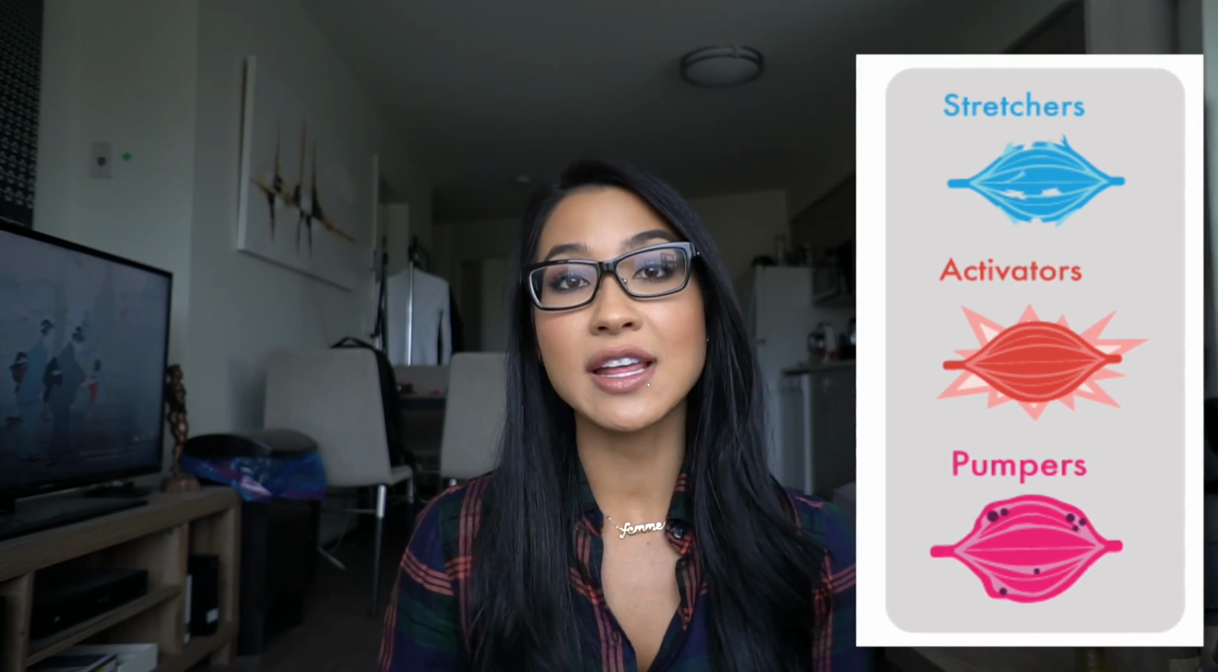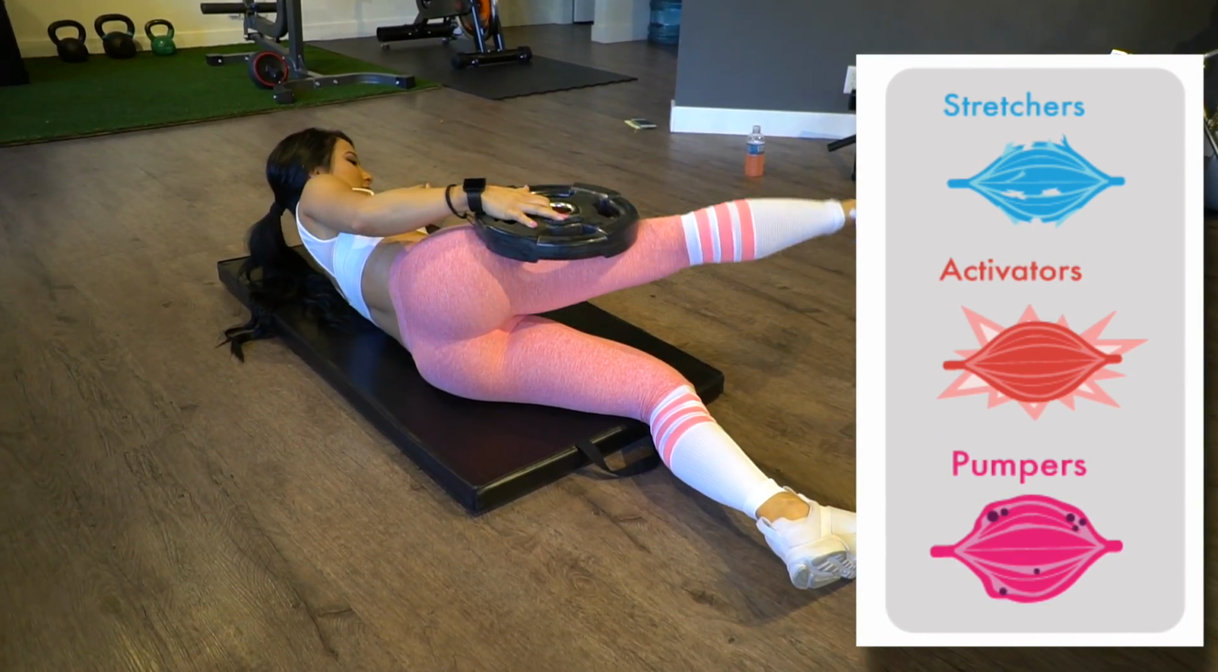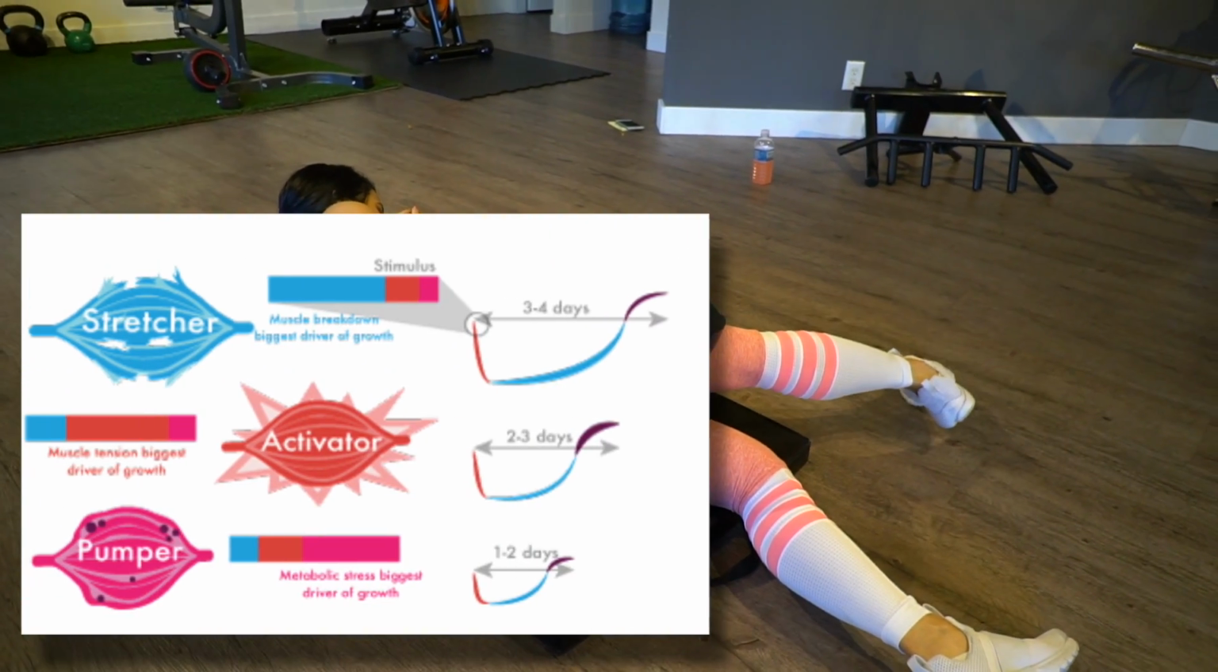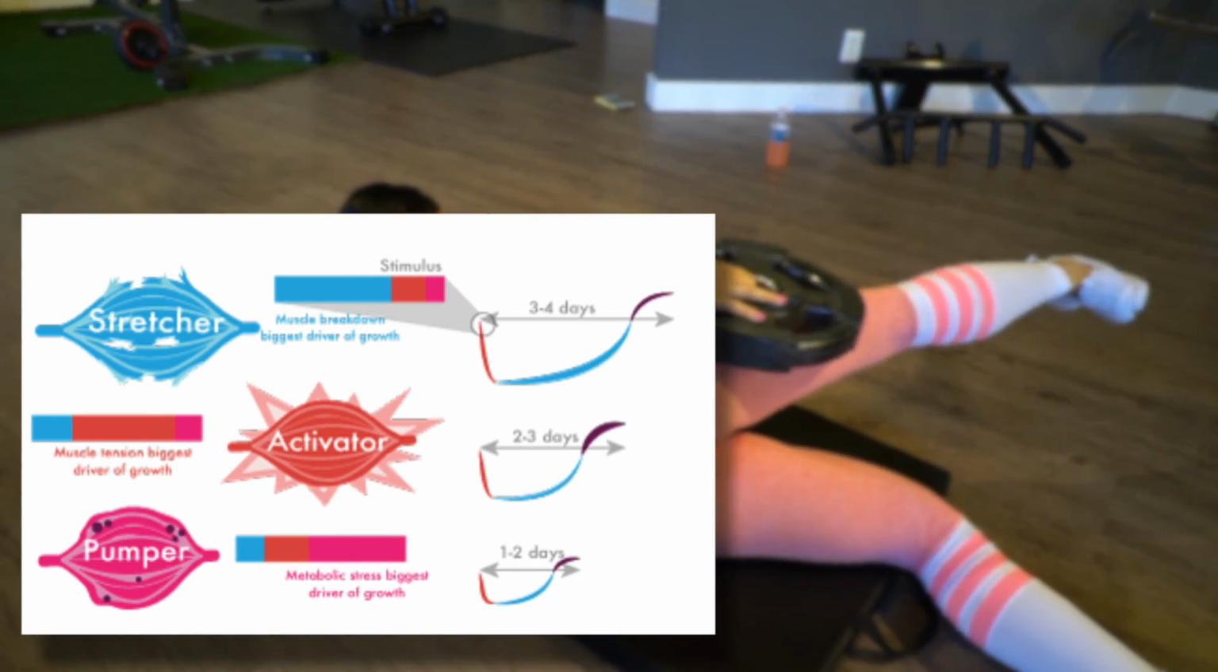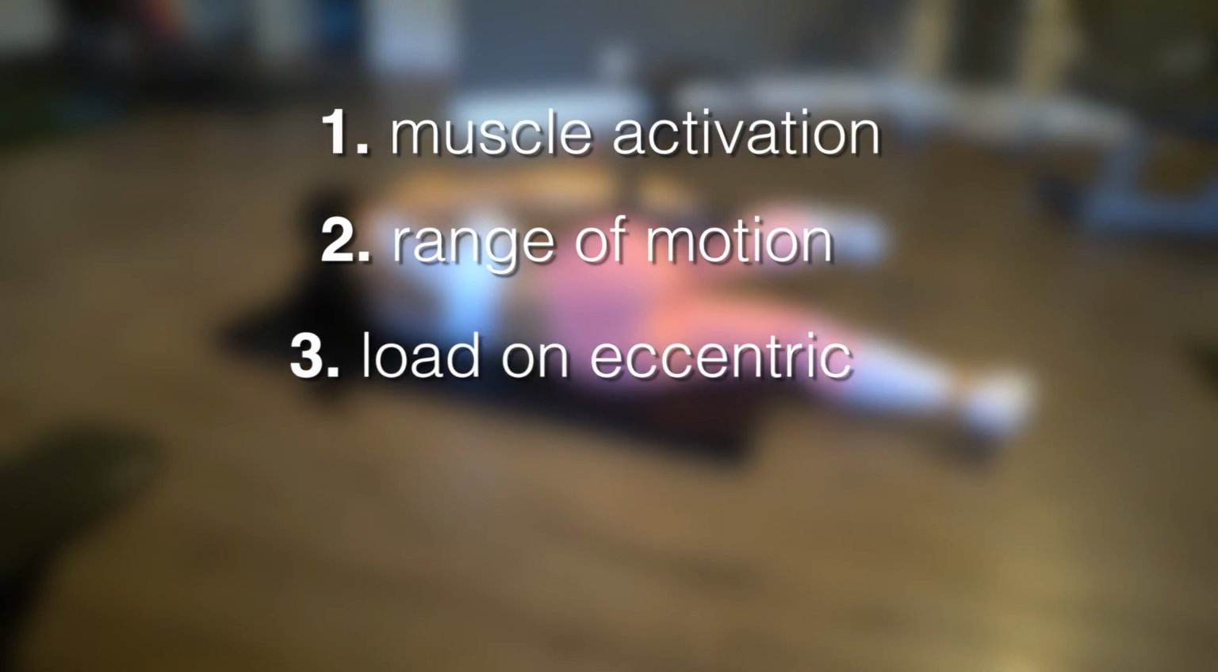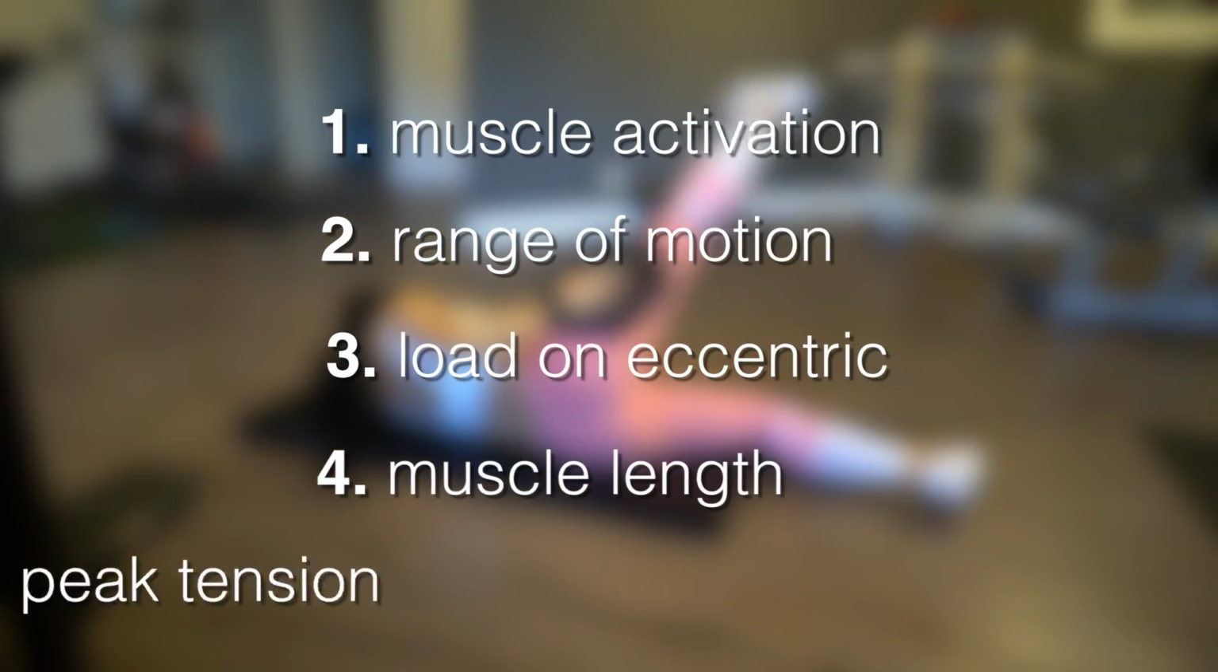And with this in mind, within the world of all things booty, glute exercises can be split up into three main groups: stretchers, activators, and pumpers. And each type of exercise will have variables that will vary the length of the SRA curve, such as high and low muscle activation, range of motion, load on eccentrics, muscle length, and peak tension.